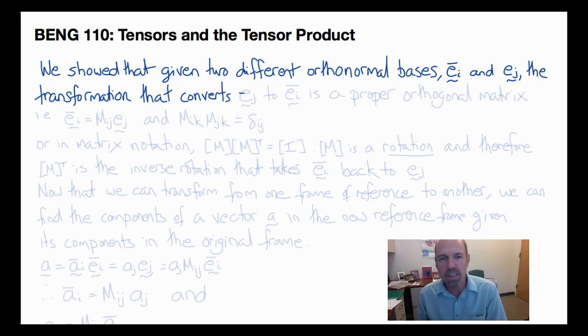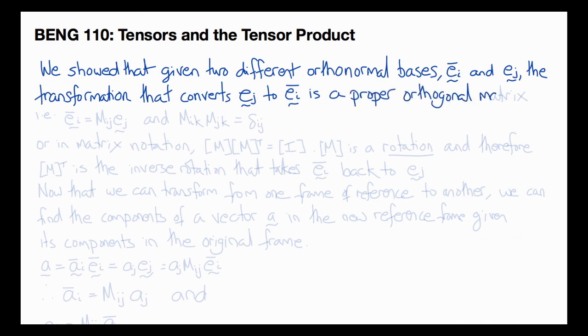And what we further went on to show is that given that these two frames of reference are orthonormal, they're both Cartesian with unit orthogonal base vectors, and they both have the same handedness, then the transformation from e_j to e_i bar would be a proper orthogonal matrix. In other words, it would be a rotation. And therefore, we could write that e_i bar is equal to M_ij times e_j, where M_ij is a matrix of angle cosines, and therefore M_ik times M_jk equals delta_ij. In other words, M is an orthogonal matrix, or M times M transpose is equal to I.